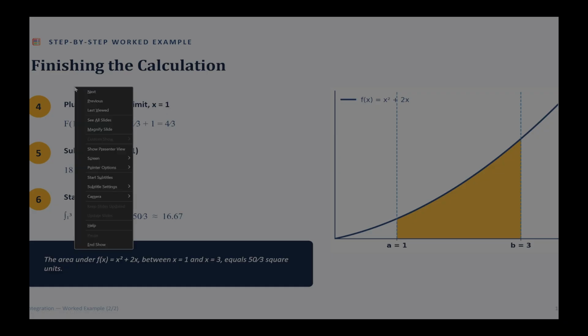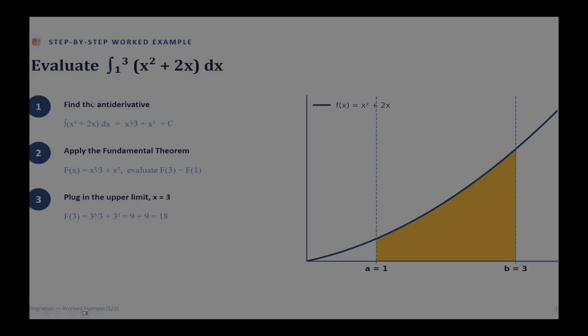Let me go back to the previous one. Step 1, you find the derivative. You apply the fundamental theorem, right? And then you put in F3. You substitute, you put F3 in first, so that means x equals 3. You put them all in, and you got the result 18.